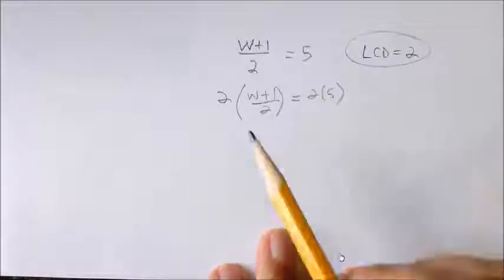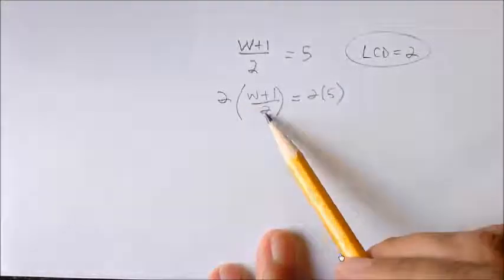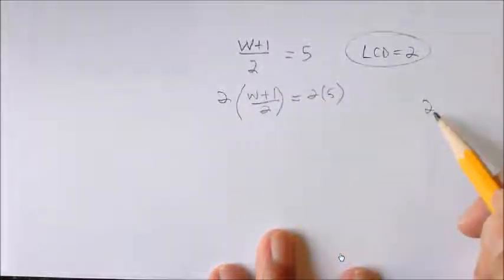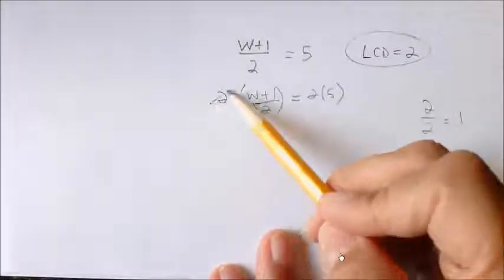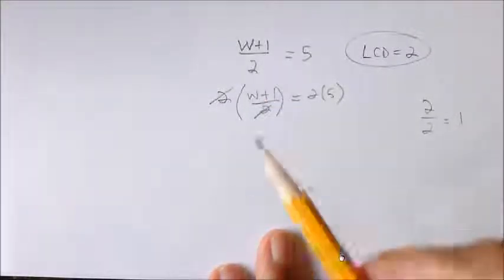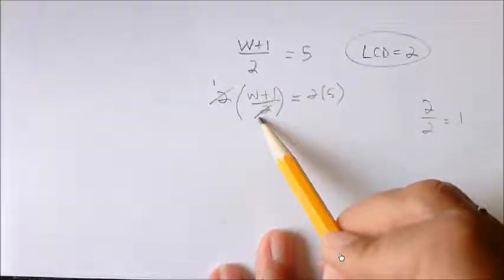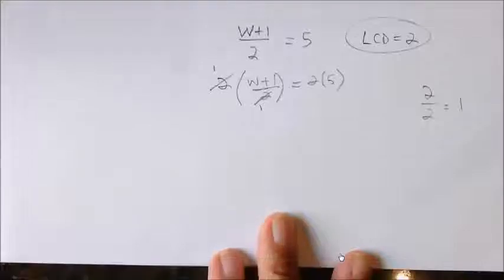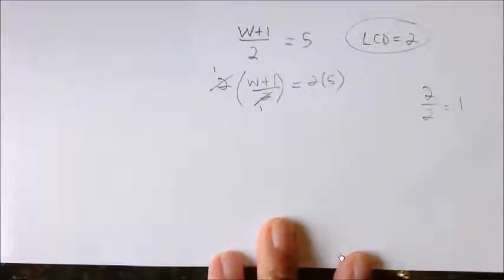Now what happens, this 2 and this 2 are going to cancel each other out. It's like the fraction 2 over 2. The fraction 2 over 2 reduces to just 1. So now this 2 and this 2 will reduce to 1 and 1. And I've already cleared the fractions because the only denominator is 1.